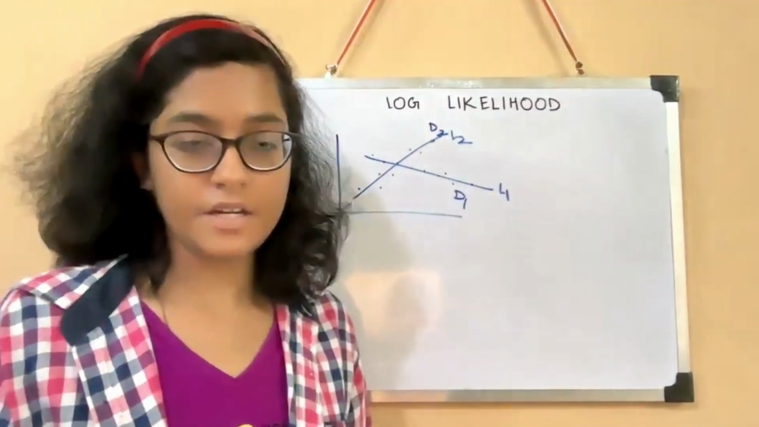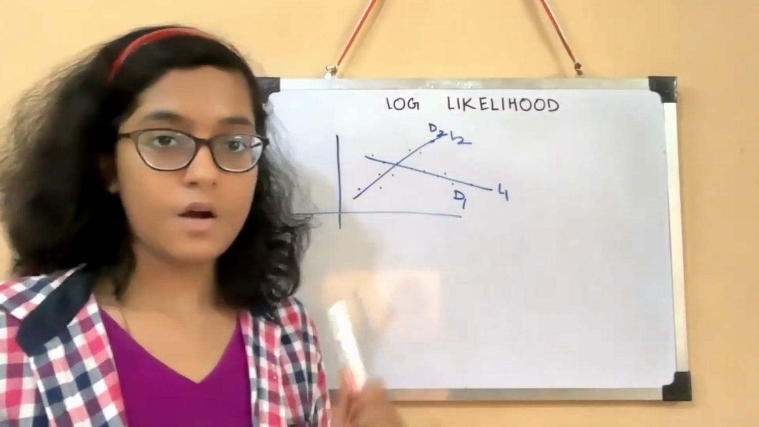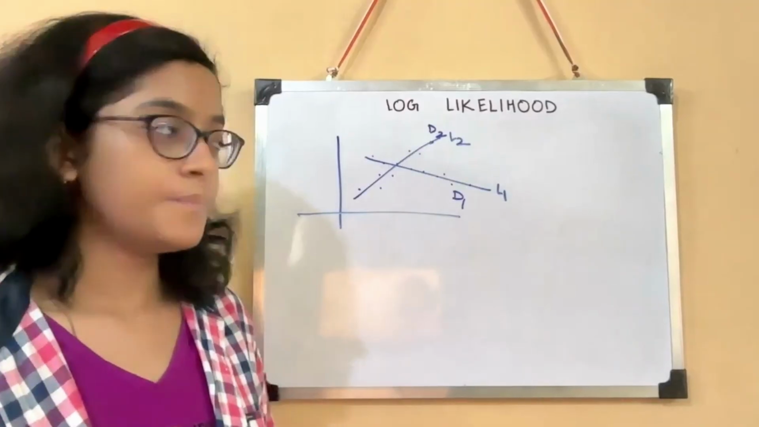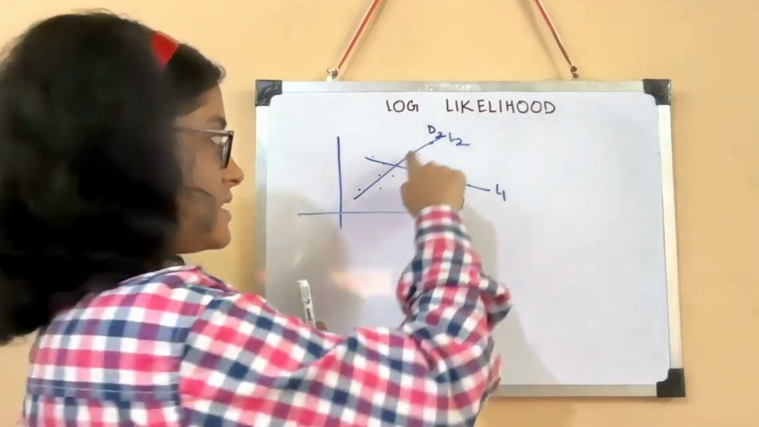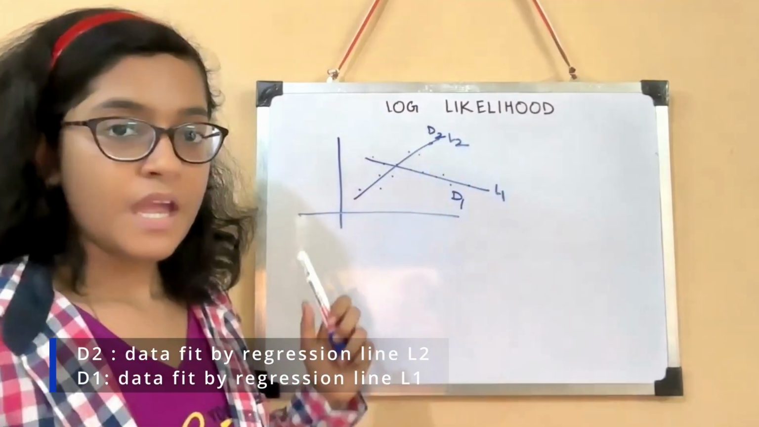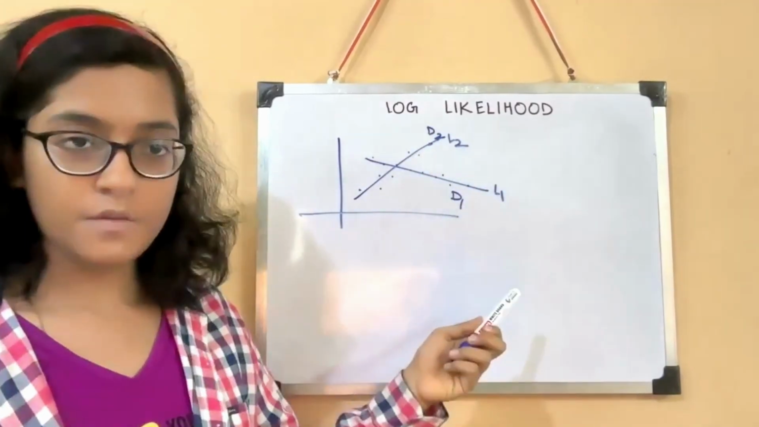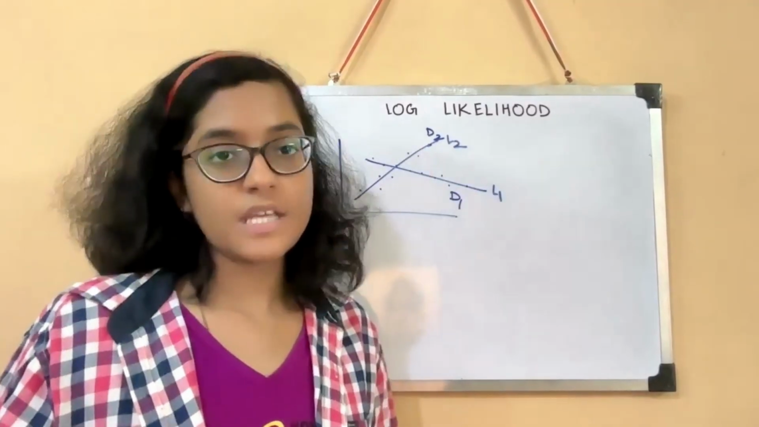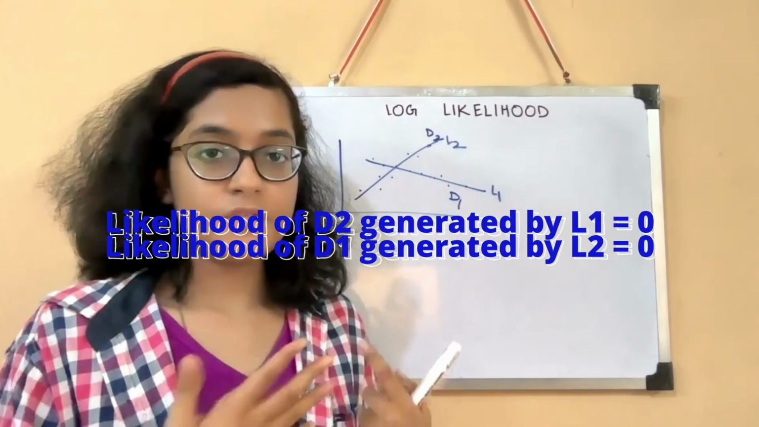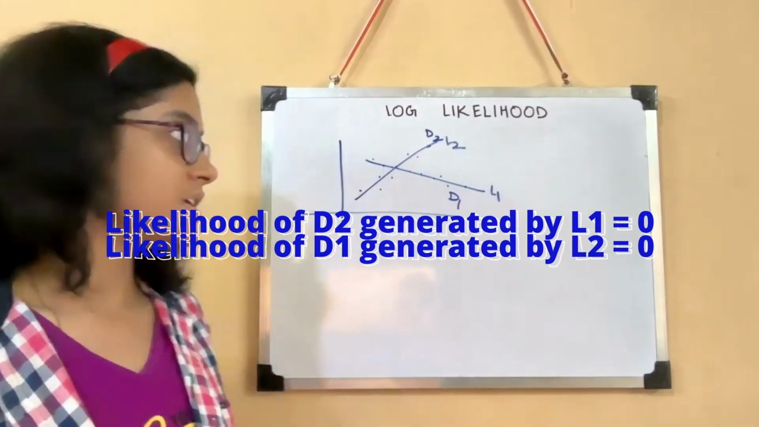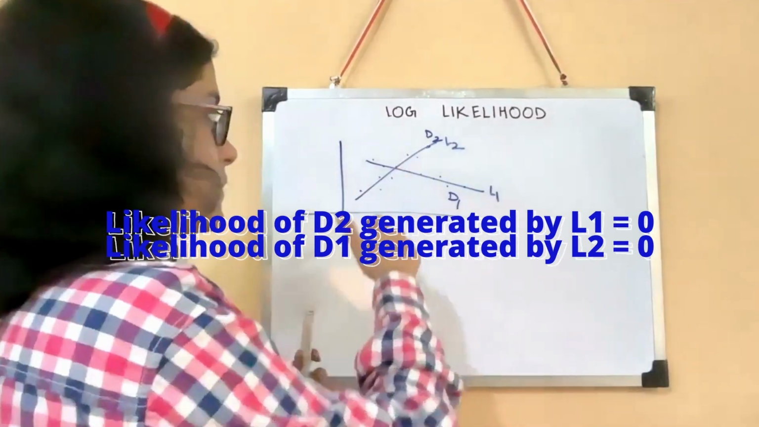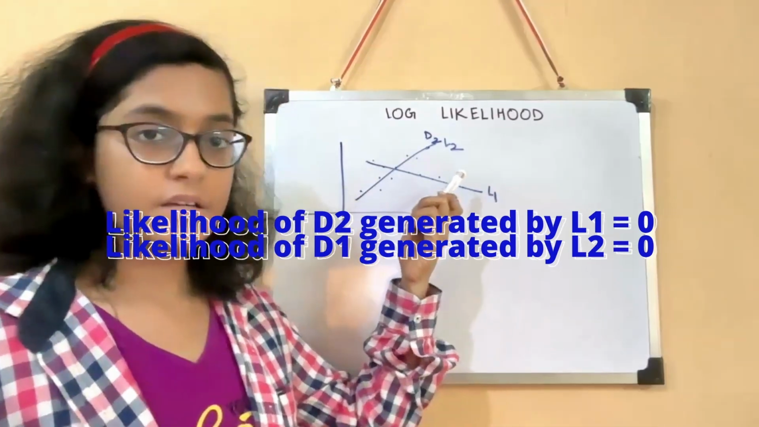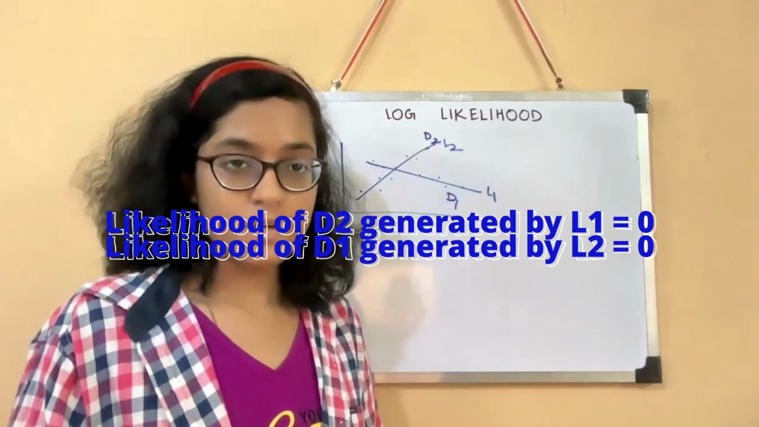If you remember my linear regression lecture, where I talked about how we find the regression line and how we use it to fit the data, it is similar here. This data D2 is fit by L2, and this data D1 is fit by L1. Now, if we have data D2 and a model L1, then the likelihood of D2 being generated by L1 is almost zero, because they are almost perpendicular. So it's impossible. Similarly, the likelihood of D1 being generated by the model L2 is also zero.